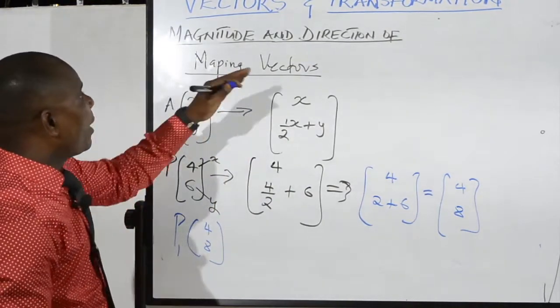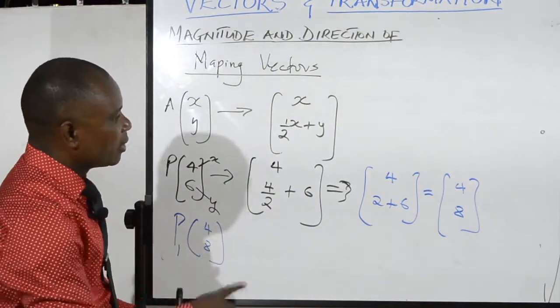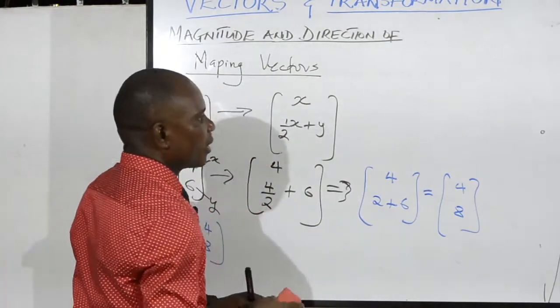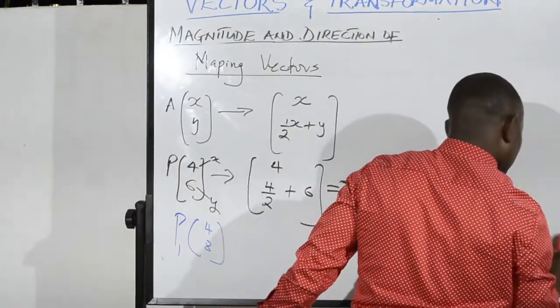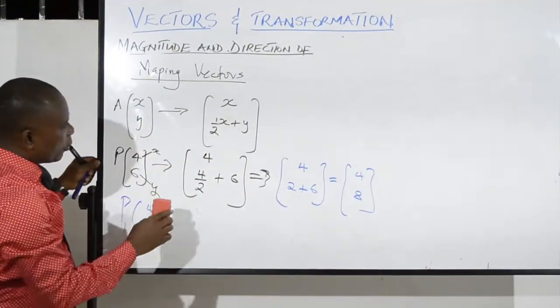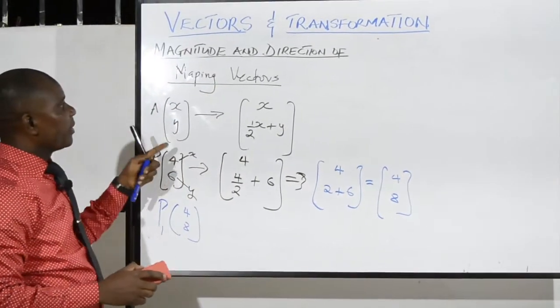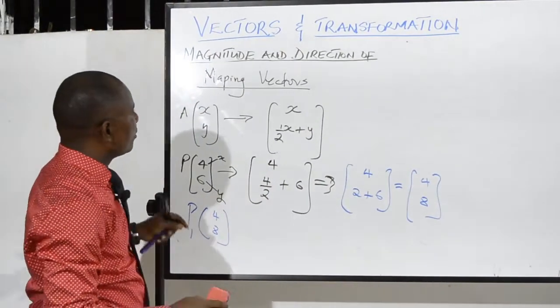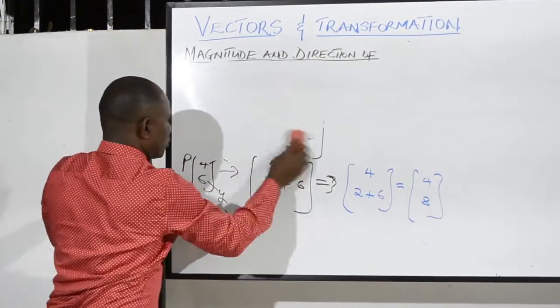So you can also map vectors as you move along. Just follow up as I'm moving. This is mapping of vectors. Now we move again quickly. I hope you're following. We go together. Now we have found the magnitude, the direction, the bearing, and also the mapping of the vector. Now we want to move a little bit faster, so watch out.